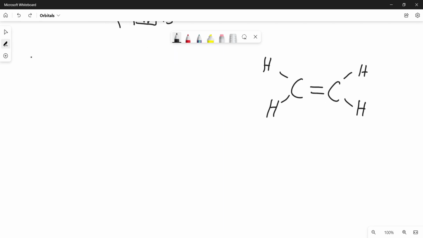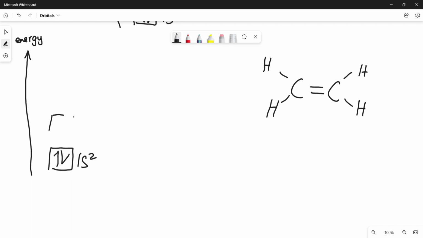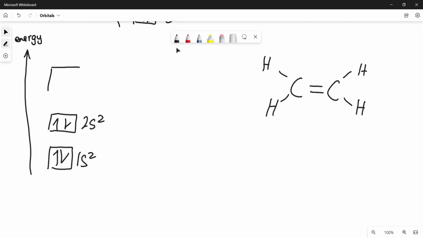And okay, let's draw the energy diagram again. Okay, so we have 1s2 as always, 1s2. We have 2s2, and we also have 2p2. So now what you need to know is that there's one sigma bond here, and there's one pi bond here.